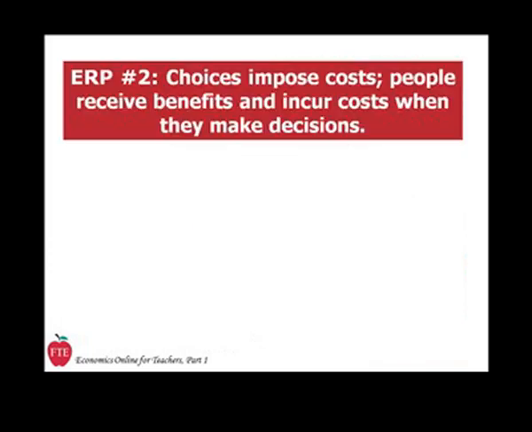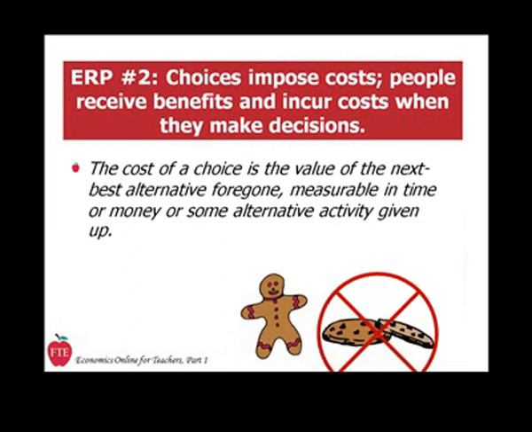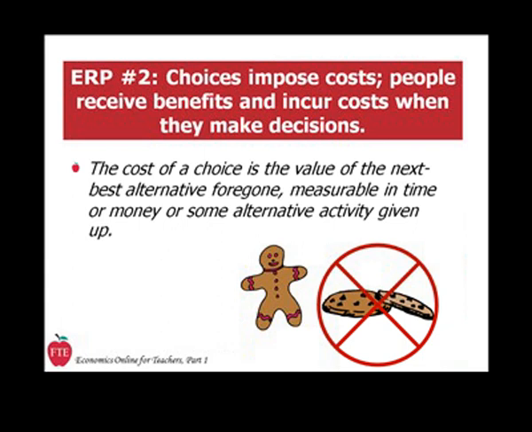The second reasoning principle also targets the all-important sequence of scarcity, choice, and cost. And it introduces us to the most powerful tool of economic reasoning, opportunity cost analysis. The cost of a choice is the value of the next best alternative foregone, measurable in time or money or some alternative activity given up.